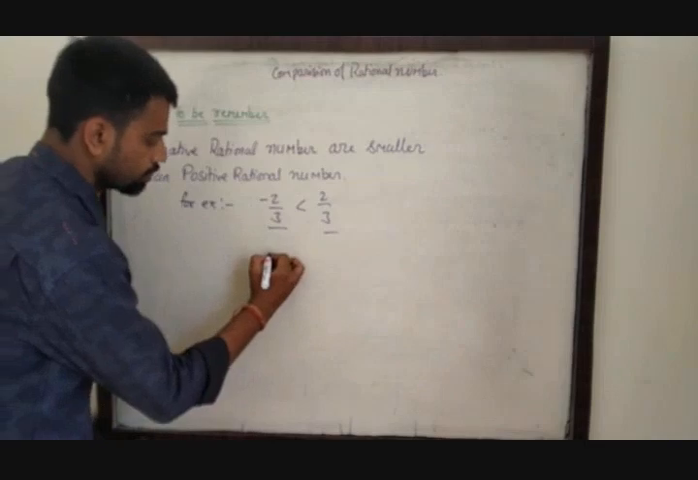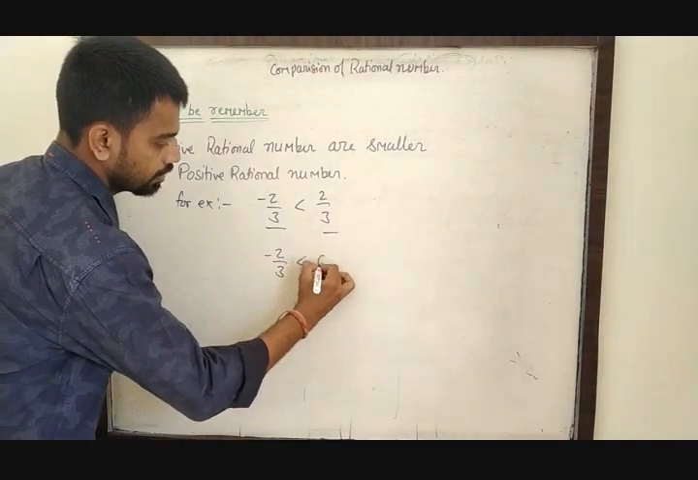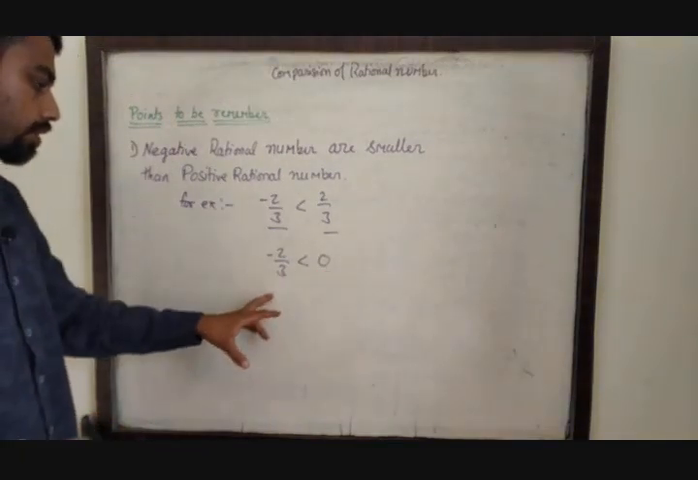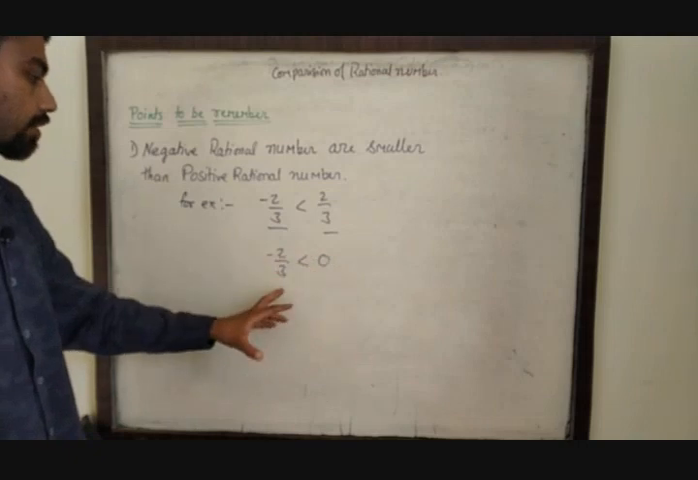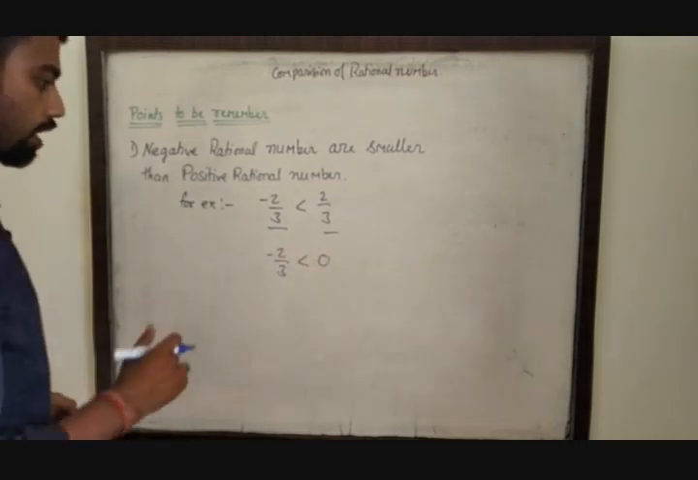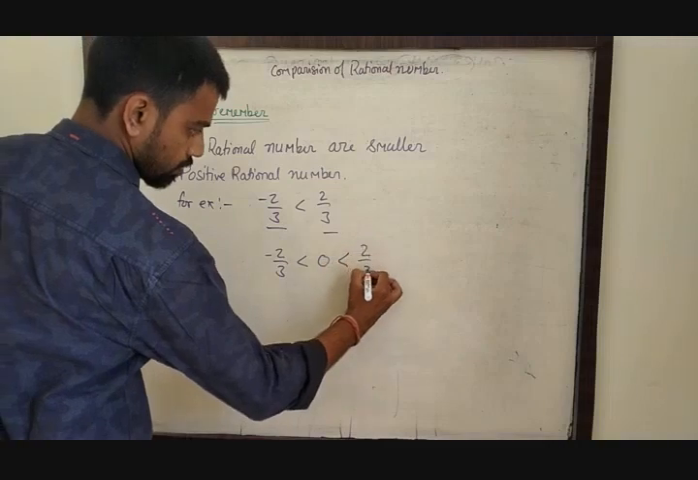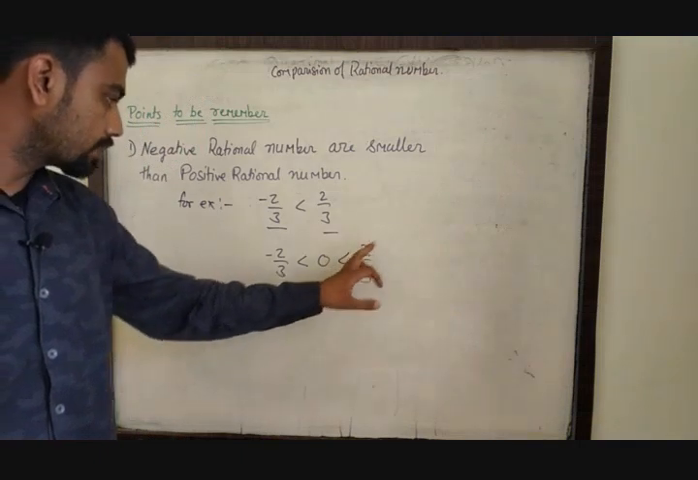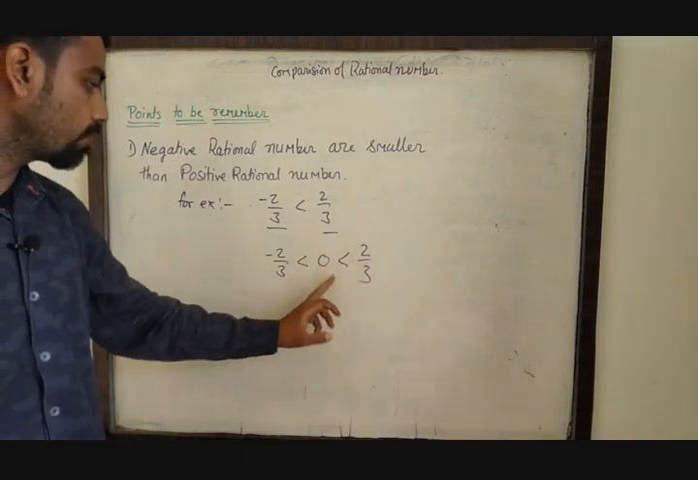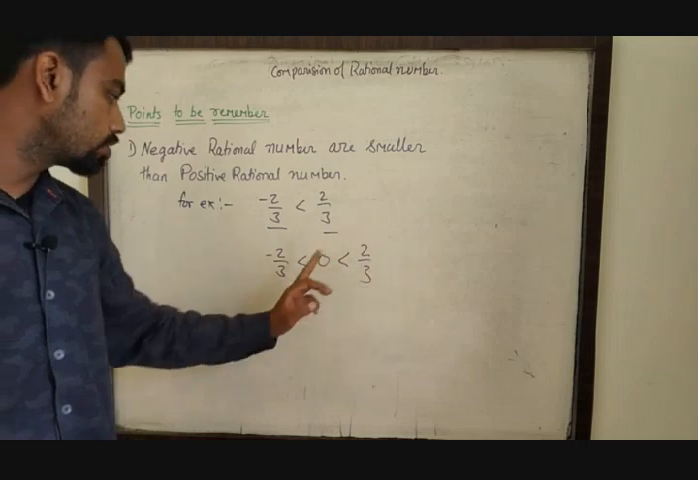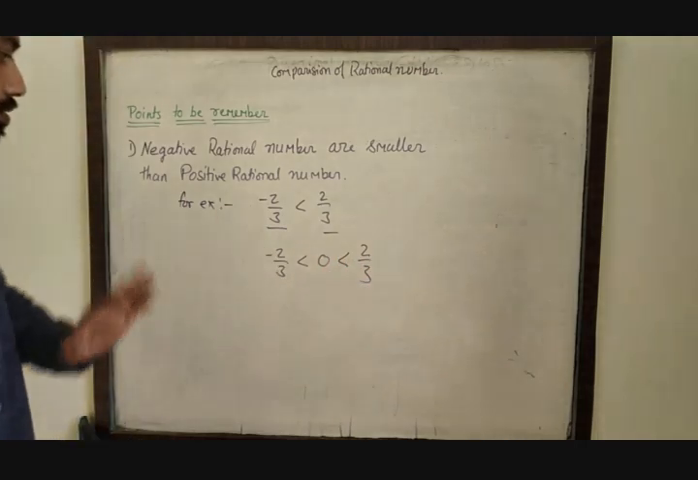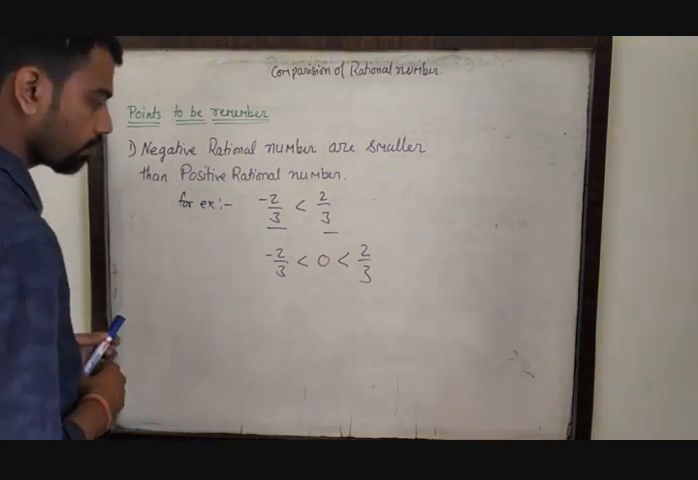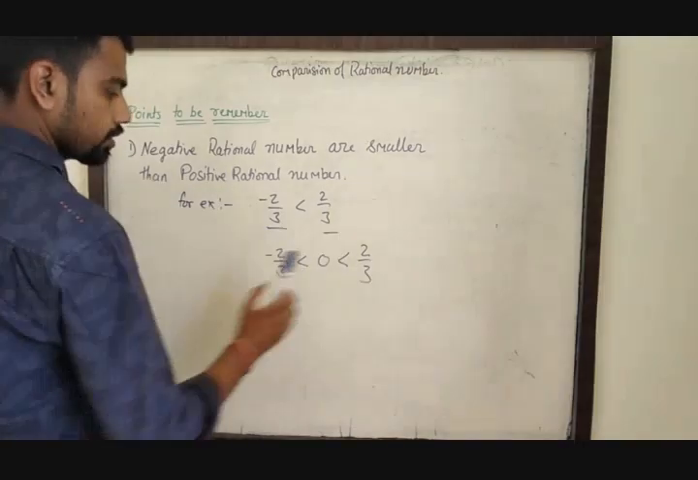Now one more thing: minus 2 by 3 is less than 0. This should also be considered, that 0 is always greater than negative numbers. So 0 is always greater than a negative rational number, or else you can say minus 2 by 3 is less than 0, but 0 is less than 2 by 3. 0 will always be less than a positive number, but 0 will always be greater than a negative number. In rational numbers also, 0 is in the middle of negative rational numbers and positive rational numbers.